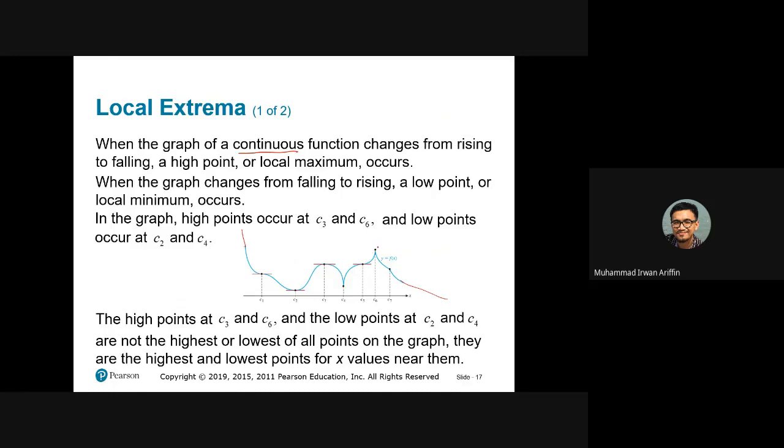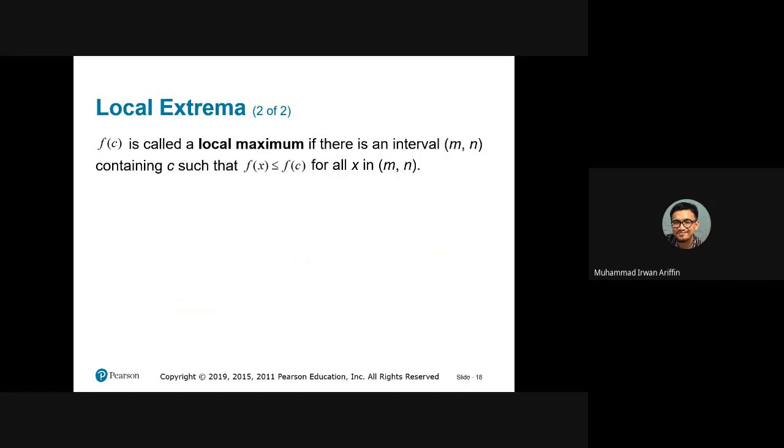Instead, we call it the local maximum or local minimum because they are only the highest or lowest point for x values that are near to them. When we compare this point to the surrounding neighborhood, they are basically the lowest or the highest in that locality. So that's why they are called the local maximum or local minimum. Okay, so this is just to put the definition, the concept, in a more elegant way.